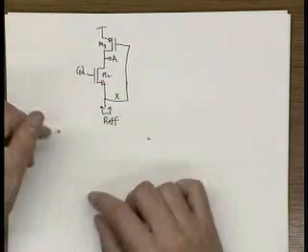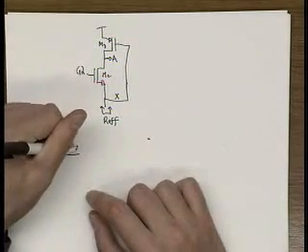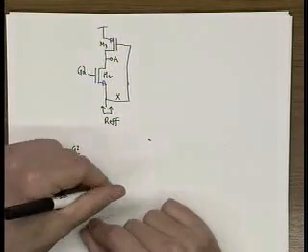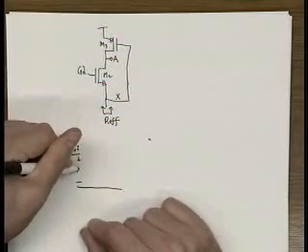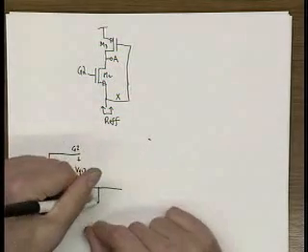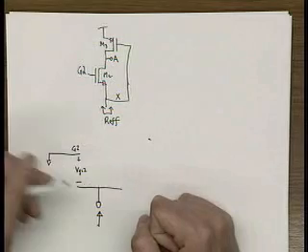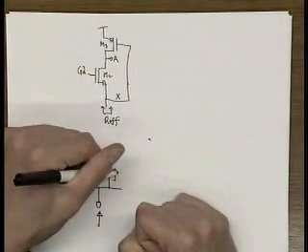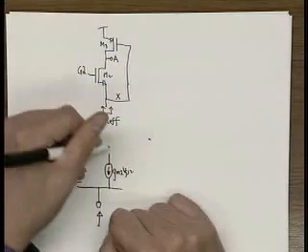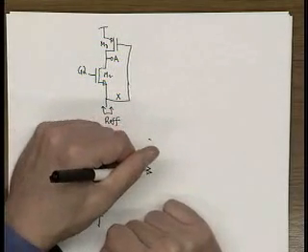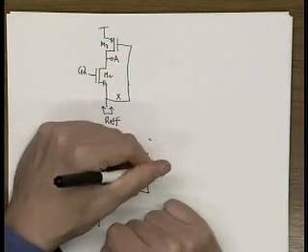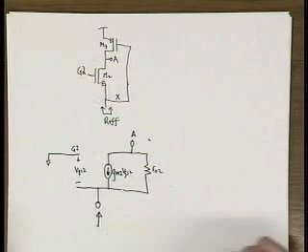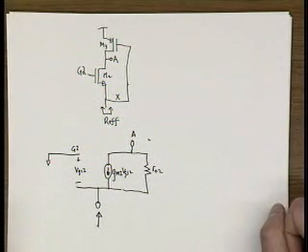So let's start with M2. The gate 2 node is here. It is connected to a small signal ground. The source node is node X, where you're going to insert your test current. You've got GM2, VGS2, R out 2. This is node A. Node A is also connected to the drain of the PMOS source.